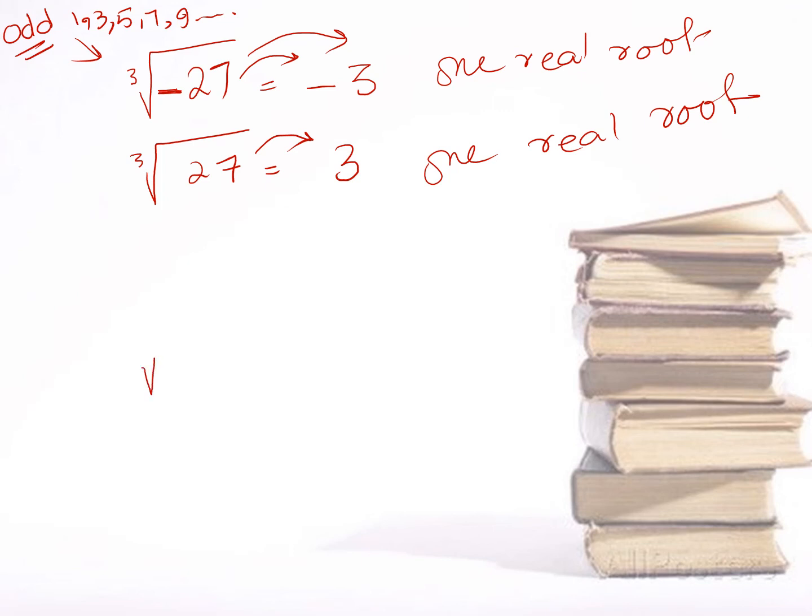Now what will happen if the radicand is equal to 0? Whether the index is even or odd, the answer is 0, because the nth root of 0 is 0. That means you have only one real root. And 0 is a neutral number, so there is no need to write a positive or negative sign with it.